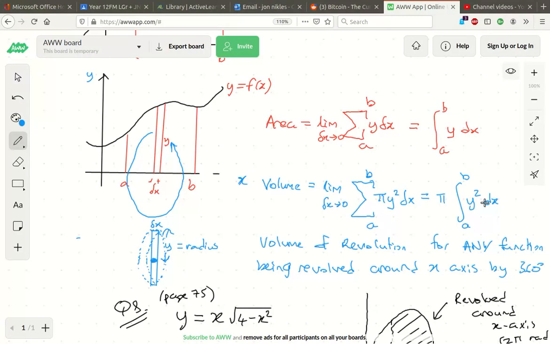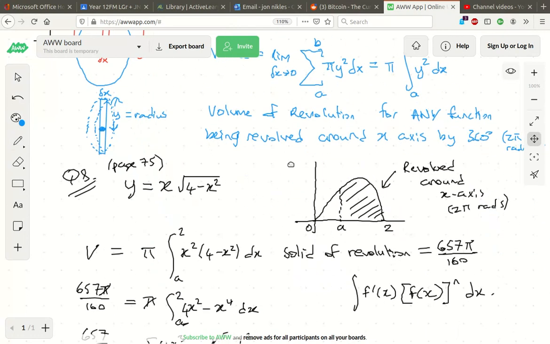It works for any function as long as it's being revolved around the x-axis by 360 degrees or 2 pi radians. That's essentially what we need. I've never seen, by the way, an exam question where they ask you to justify why that's a formula for a volume of revolution, but I think it's important that you should have at least an intuition about where this formula is coming from. So yeah, it's just about the volumes of the infinitely thin disks being summed together.